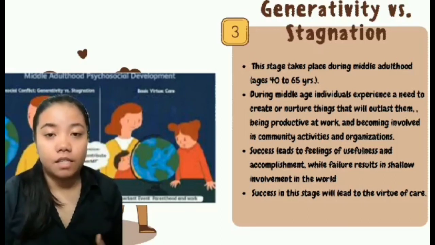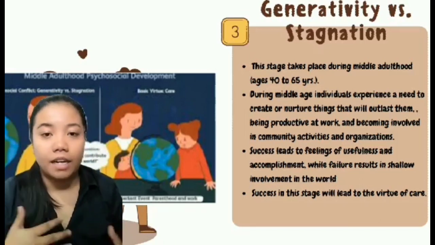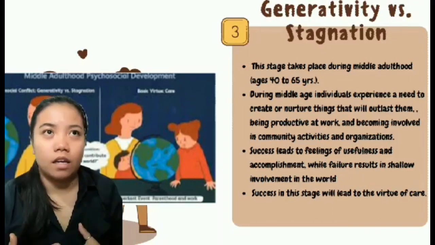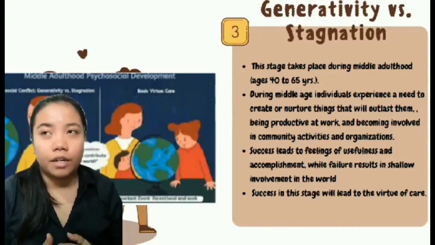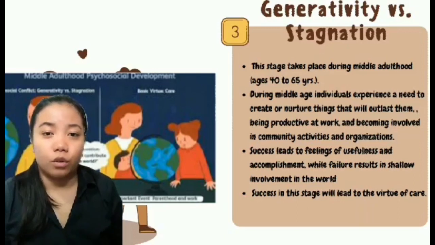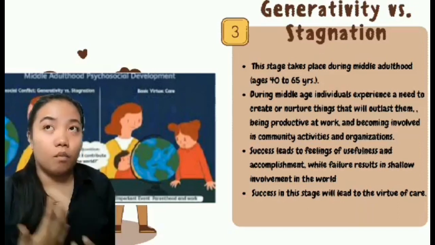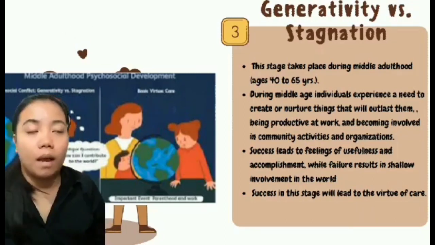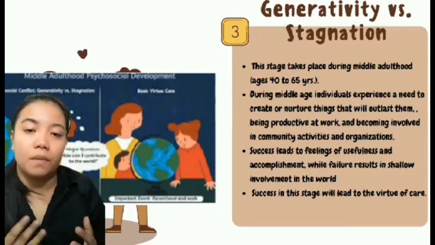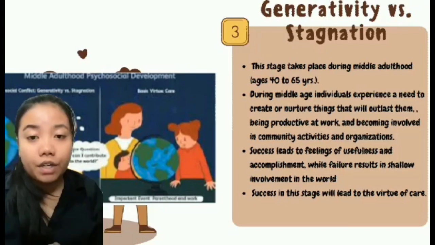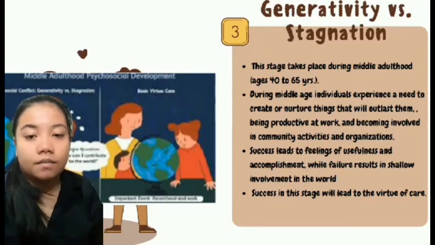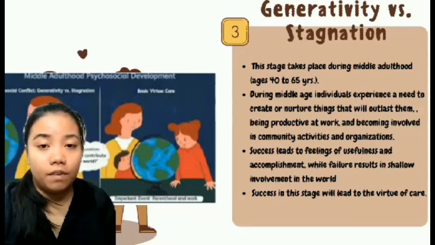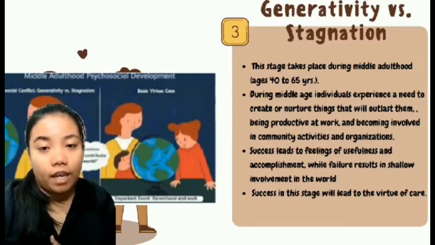If that person is successful in stage 7, they have achievements and feel satisfied with what they have done and contributed to society. If these individuals fail to attain stage 7, this is where stagnation enters. Kumbaga makontento na lang siya kung nasaan siya ngayon, stop na ang learnings, ang kanyang mga skills. If this happens to an individual, when they reach stage 8, what they may feel is despair.